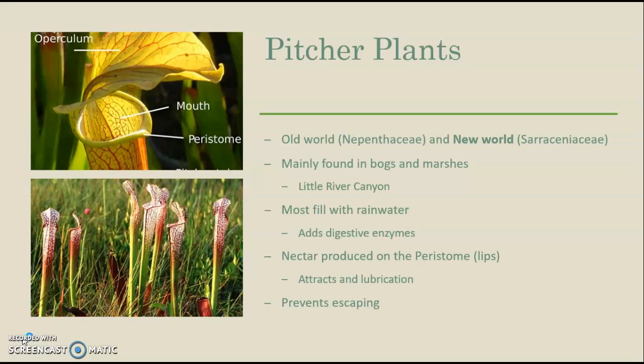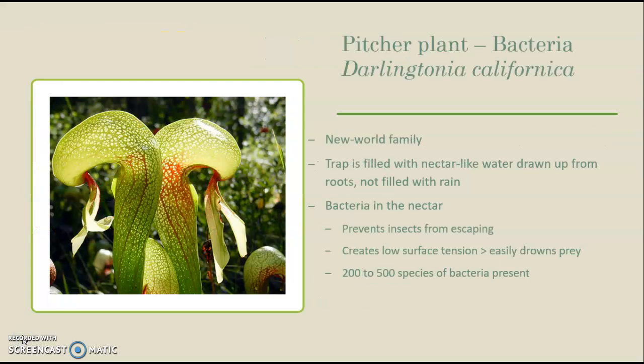Then it is used as a lubricant to help the prey slip inside the pitcher. The surface of the pitcher base is waxy and slippery and covered with downward-facing hairs. These mechanisms keep insects from escaping out of the pitcher. There is a special type of pitcher plant called Darlingtonia californica. It is a New World family pitcher plant, meaning it grows from the ground. Its trap is filled with nectar-like water drawn up from the roots, unlike other pitcher plants that fill with rainwater.